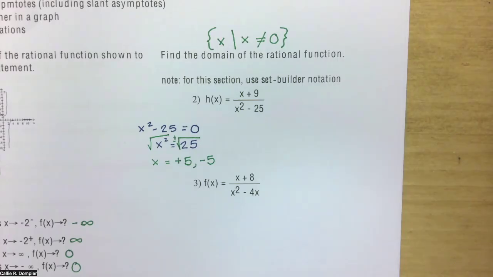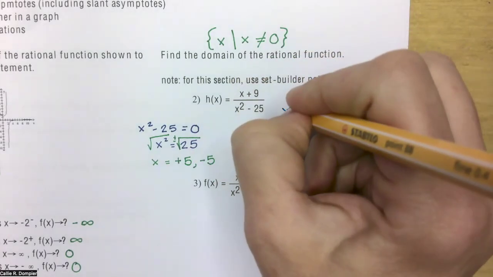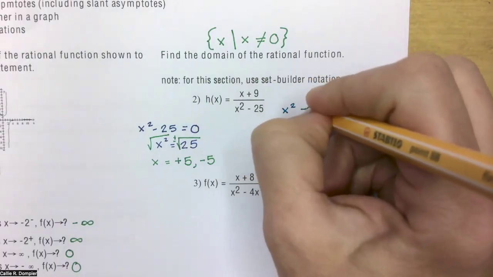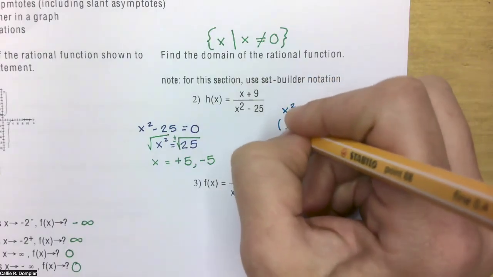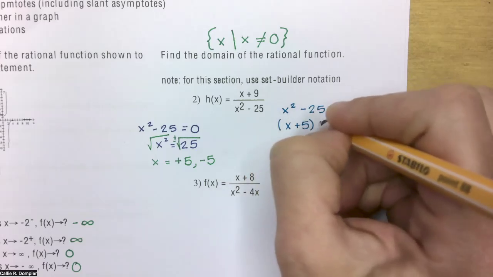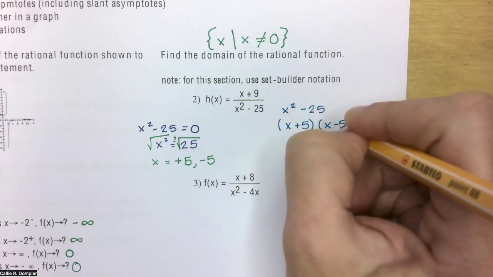Or if you like factoring, you can also take that denominator and factor it. X squared minus 25 becomes x plus 5 times x minus 5, right?